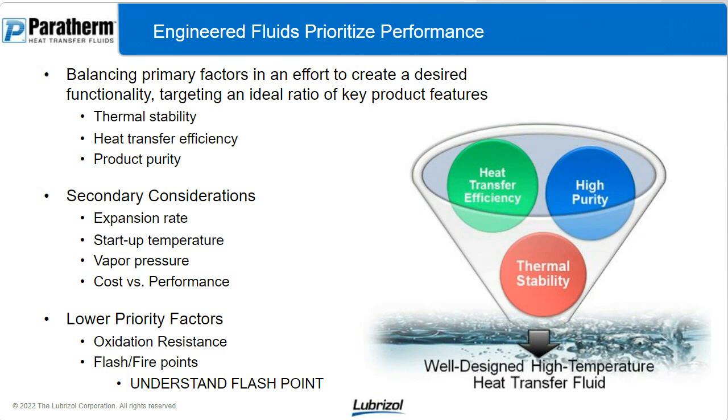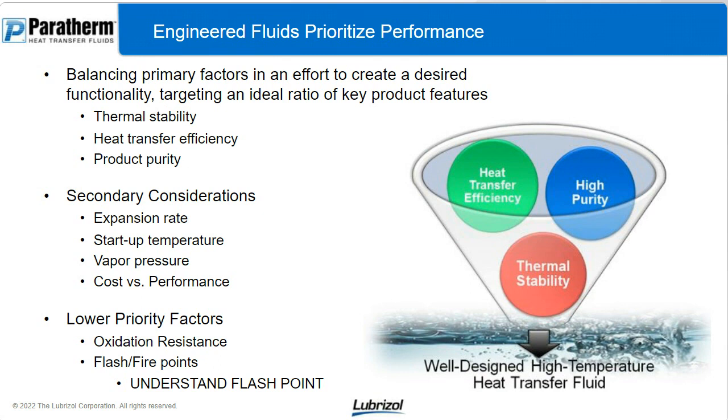Lower priority factors, oxidation resistance. Now, that might seem a little counterintuitive, but this comes down to the fact that a lot of times over-additizing a product to resist oxidation ends up causing a lot of problems for thermal stability. Thermal stability, we'll talk about that on the next slide, comes down to the point that you really need to make sure your product can handle the heat that it's going to be exposed to before all else.